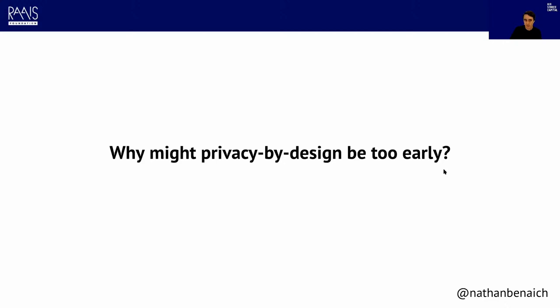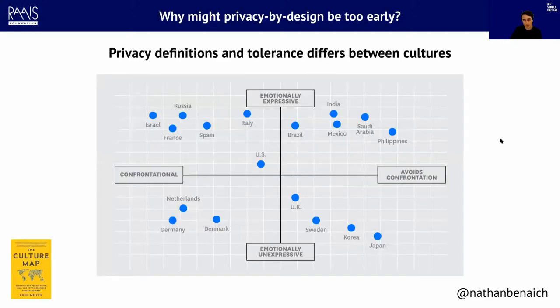But having said all this, why might privacy by design be too early today? Well, one notion is that the definition of privacy is quite hard to cement in stone in a way that's generally applicable to everybody around the world. Different cultures will have different sensitivity levels for what they deem to be private or non-private. And this difference in tolerance makes it very difficult to design a technology product that can be used by millions or billions of people in the same way.